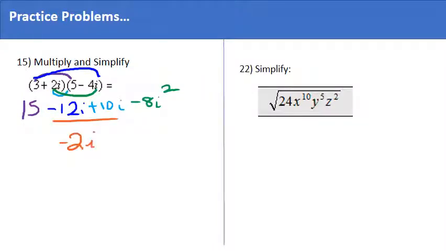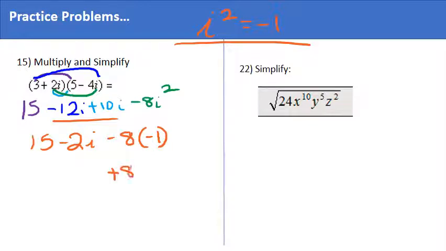So we get a negative 2i in the middle, bring down your 15. And then you have this minus 8. And don't forget, i squared changes to negative 1. I'm going to write it up here. i squared is equal to negative 1. Very important here. So that means we have negative 8 times negative 1. That gives me a plus 8. Bring down your 15 minus 2i. So combine your 15 and your 8, and you're going to get 23 minus 2i.